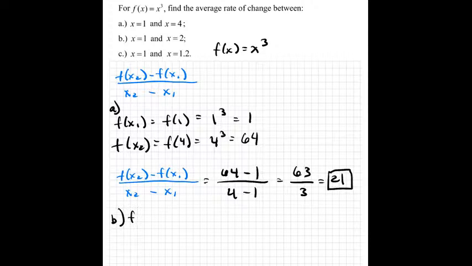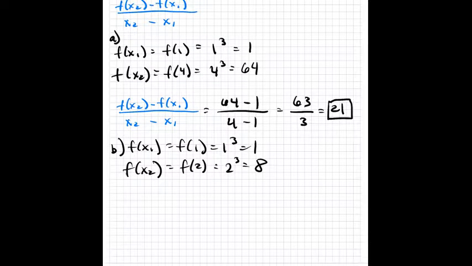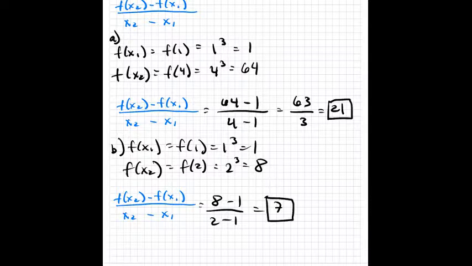For part B, f of x1, I think it's still going to be 1. And then f of x2 is 2, so there's going to be f of 2. 2 cubed is 8. So the average rate of change between these 2 points is going to be 8 minus 1 over 2 minus 1, which is 7.